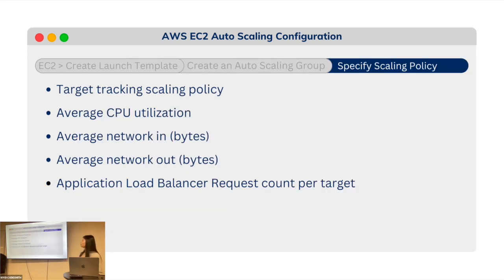Finally, you will move on to specifying the scaling policy, which tells your auto scaling group when and how you want it to scale. There are some common target tracking scaling policies, including CPU utilization, network in, network out, as well as the request count per target on the load balancer.